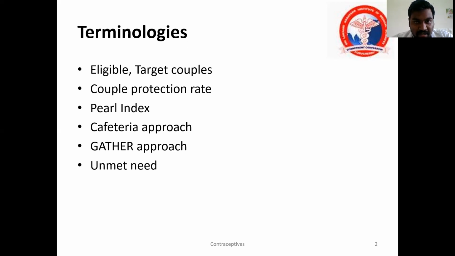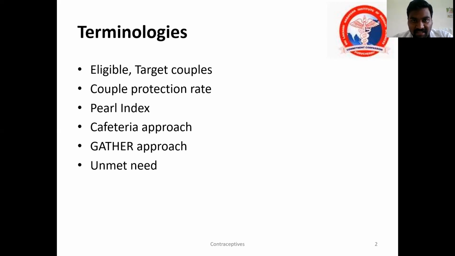In order to achieve a net reproduction rate of 1, that is the 2 child family norm, the couple protection rate should exceed 60%. At present, according to NFHS 4 data, the couple protection rate is 53%. If we get that rate to exceed 60%, the net reproduction rate will come to 1.